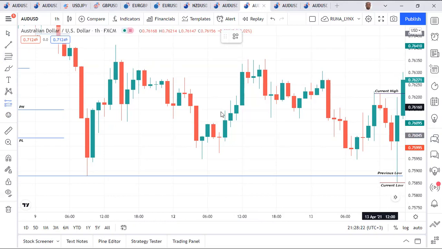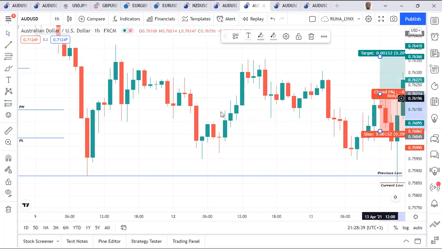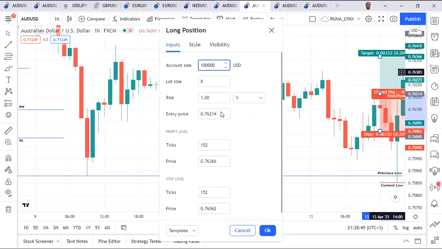It will be at the highest point of where the market has broken, which is 0.76214. Right about here. So our entry is 0.76214, as you can see. And our stop loss, as usual, is 14 pips. And then we see what happens.